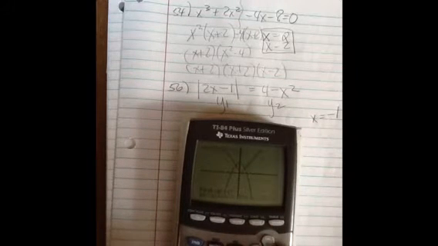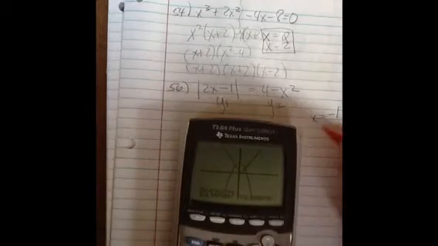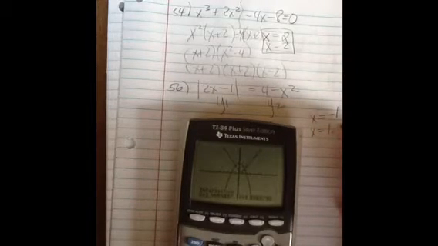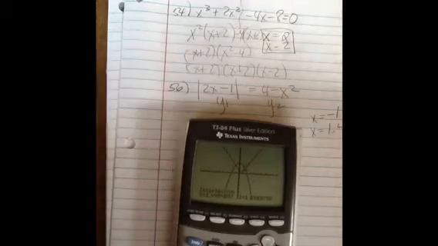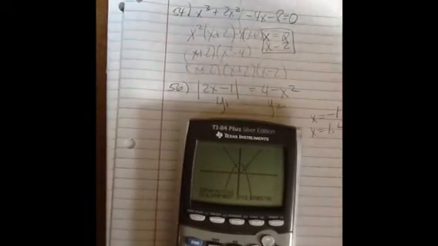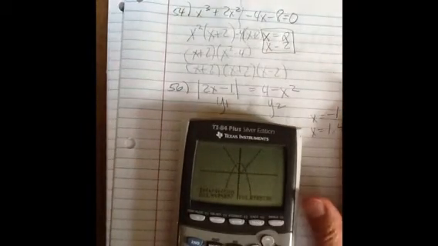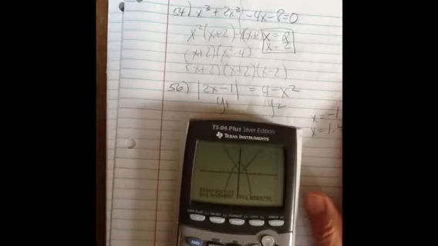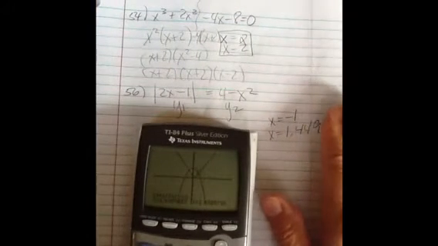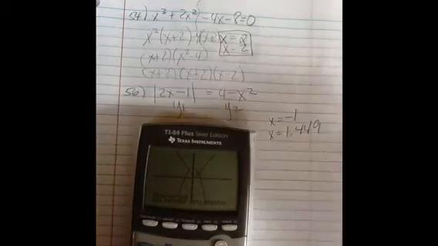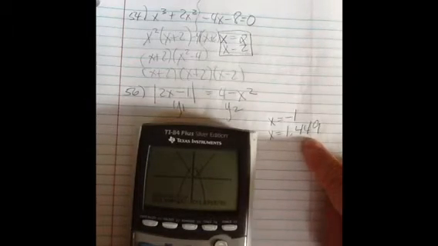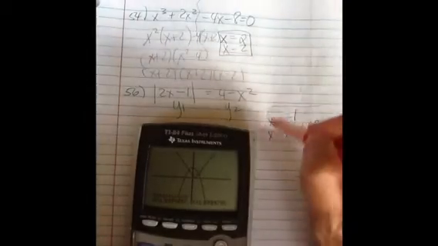But now I have to get close enough to the other one. And I get x equals 1.449. Alright? If it's going to be rounded to 1 decimal place, it would be 1.4. If it's going to be rounded to 2 decimal places, it's going to be 1.45. If it's going to be rounded to 3 decimal places, then it's 1.449. And those are my answers.